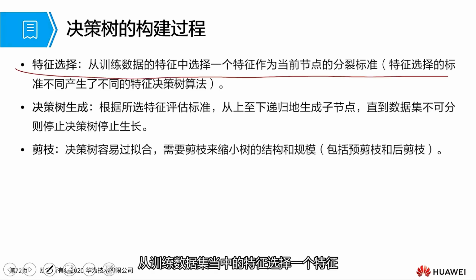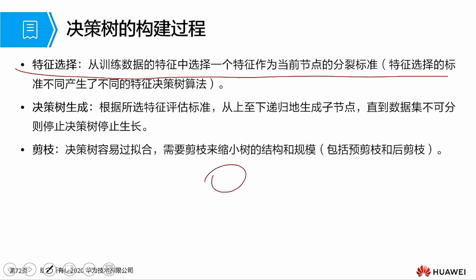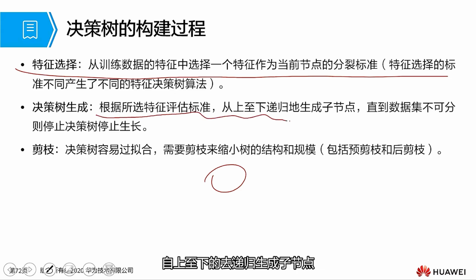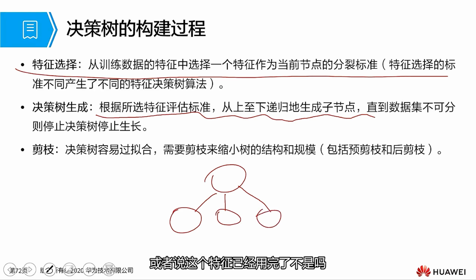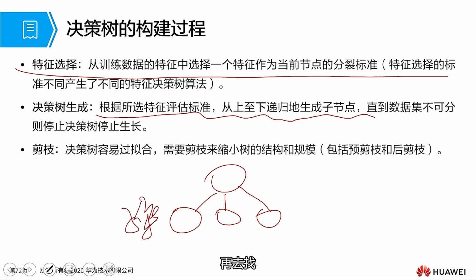Next, let's take a look at the construction process of the decision tree. First is feature selection. From the features in the training data, select a feature as the current node, then evaluate the criteria based on the selected features. Recursively generate child nodes from top to bottom. After confirming the first node, I divide according to the first node, possibly into 2 types. It could also be 3 types. After the division, that feature has been used up, so I remove this feature from the data set.